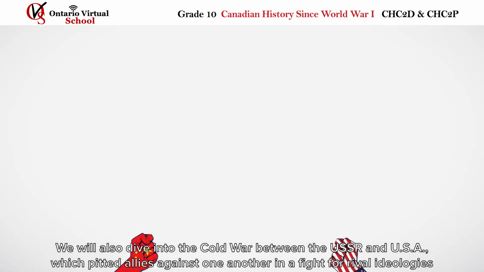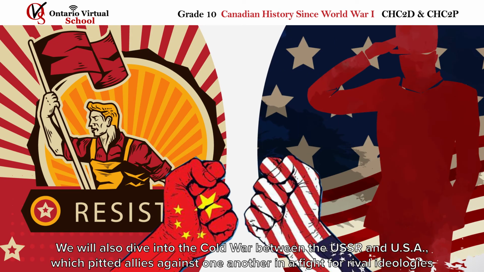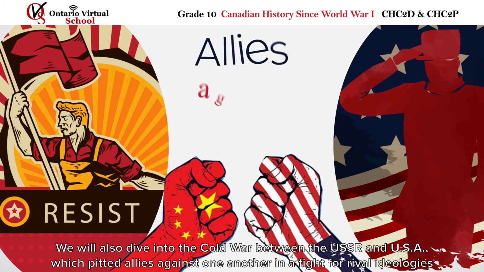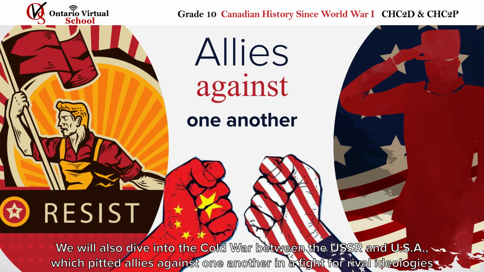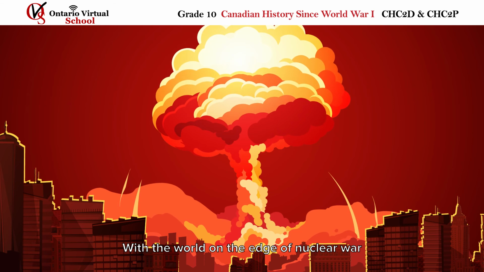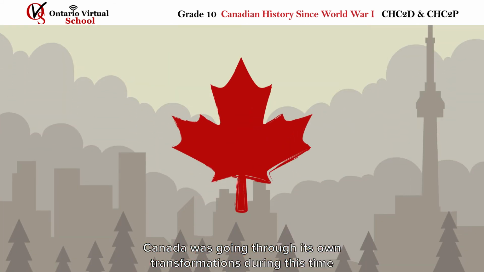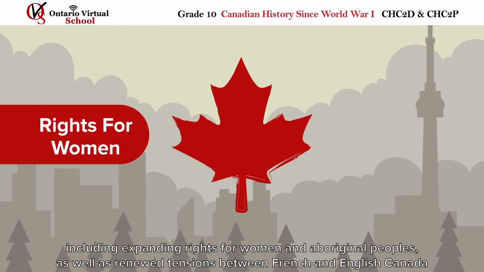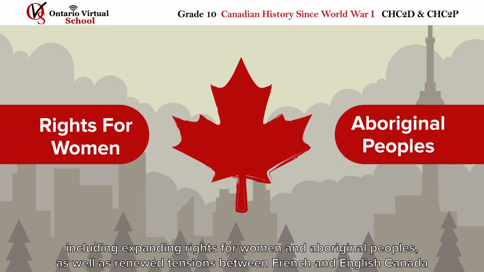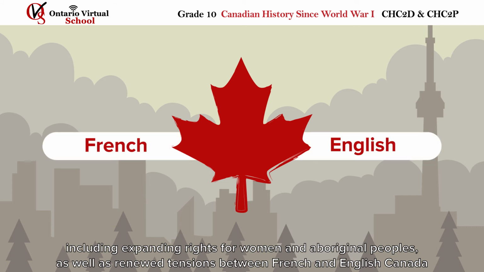We will also dive into the Cold War between the USSR and USA, which pitted allies against one another in a fight for rival ideologies. With the world on the edge of nuclear war, Canada was going through its own transformations during this time, including expanding rights for women and Aboriginal peoples, as well as renewed tensions between French and English Canada.